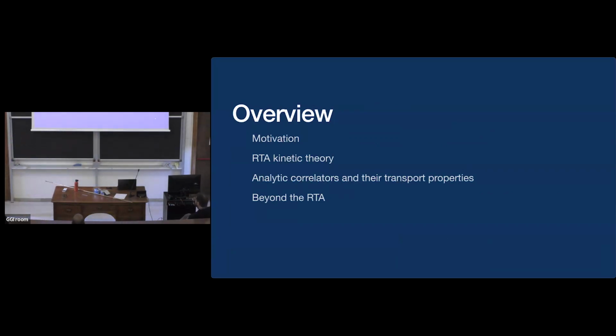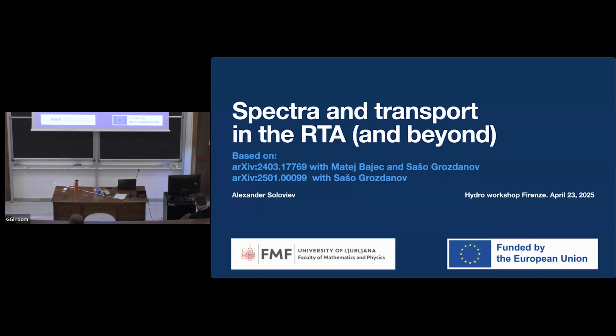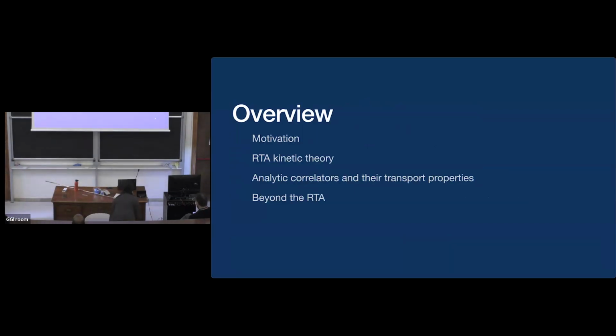I'm going to just give you a quick sketch outline of the talk. I'm going to give some physical motivation for why I'm talking about the things that I'm talking about. I'll give a kind of basic introduction into RTA kinetic theory, maybe a little too basic, but I think it's nice to actually establish what I'm talking about in the correct terms. Then I'll provide some of the results. This is first work with Matej Bayets, who's a PhD student now in the University of Ljubljana, and Sasha Grozdanov, who's here as well at the workshop.